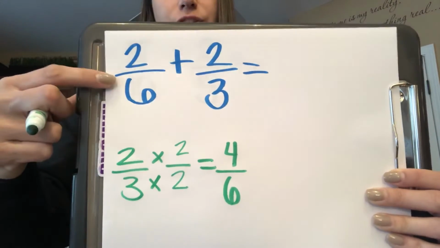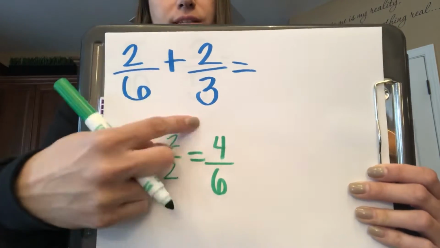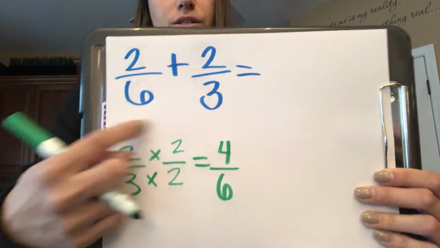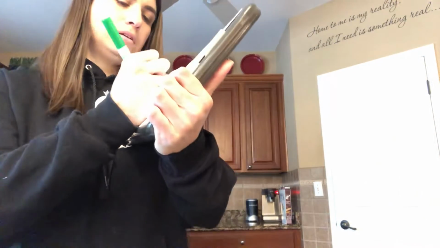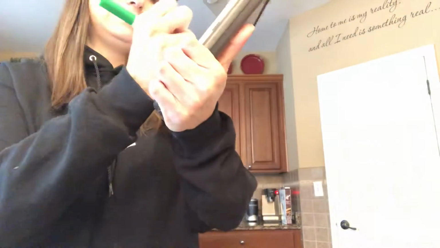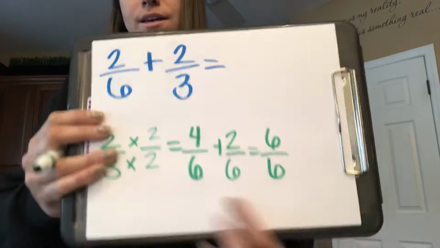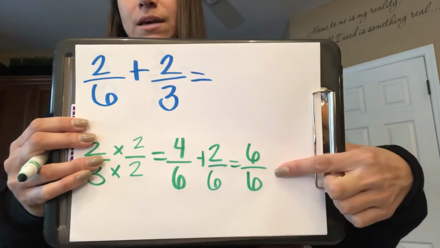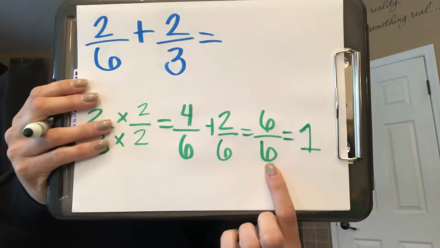So I'm going to add 2/6 plus 4/6, because this 4/6 is taking the place of this 2/3 because they're the same thing. So 4/6 plus 2/6 is 6/6. So I can't leave it like that, because when I have the same number on the top and the bottom, that means I have 1 whole. So I'm going to write that it equals 1 whole. So that one should have equaled 1 or 6/6.